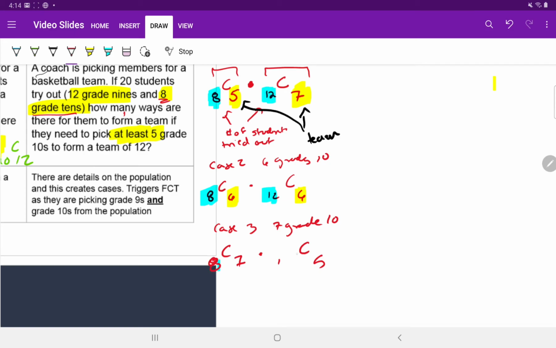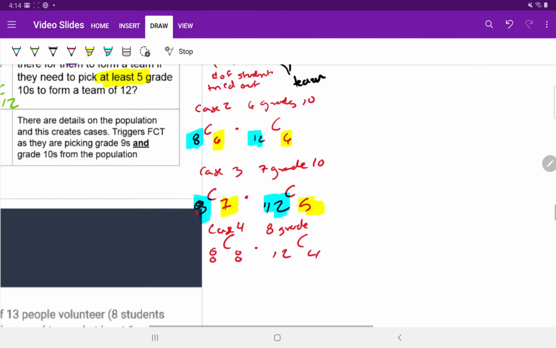What is it? 8 and 12, and I was using blue for this. So the 8 and the 12 are the subsets, and then the 7 and the 5 are how many are trying out for the team. And then finally, 8 choose 8 times 12 choose 4. And this is case 4, where we have 8 grade 10s. So this is where we actually pick all the grade 10s that tried out. They make the team.